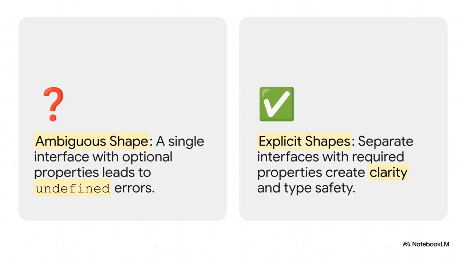We get explicit. Instead of one ambiguous, confusing interface, we define two separate, crystal clear ones, one for Circle and one for Square. Now, in the Circle interface, radius is a required property. And in the Square interface, sideLength is required. There's no more ambiguity, no more maybes.